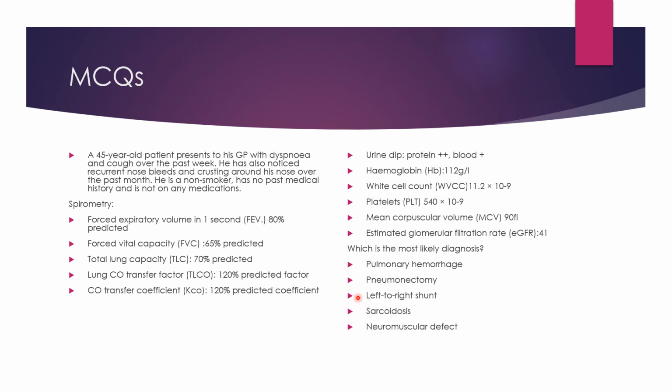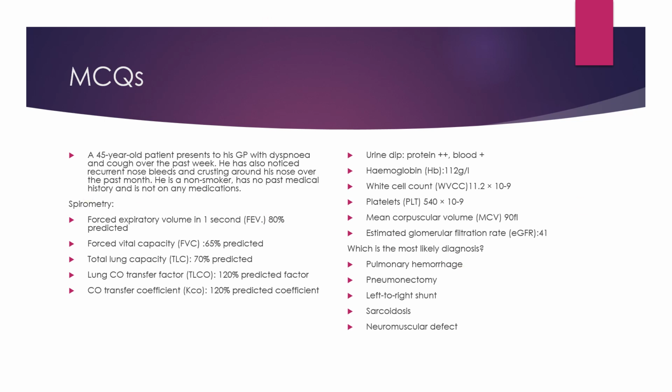And the other option is left to right shunt. If you can remember the causes of raised TLCO, I have mentioned this left to right shunt, but it does not explain the nosebleeds as adequately as a diagnosis of vasculitis would explain. And we did not have any history of murmurs of ASD, VSD, or PDA in the examination. So you can rule it out. The diagnosis would be pulmonary hemorrhage, which can cause an increased TLCO and increased KCO along with restrictive lung disease. So this is the diagnosis.